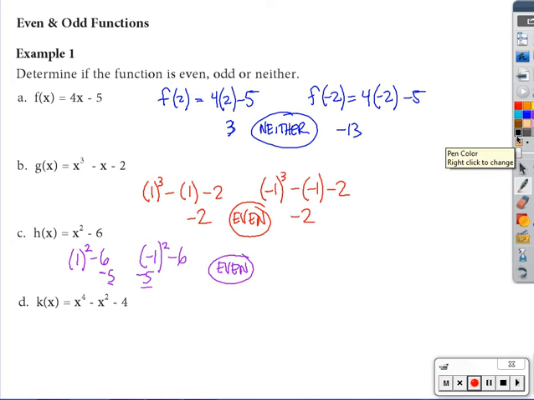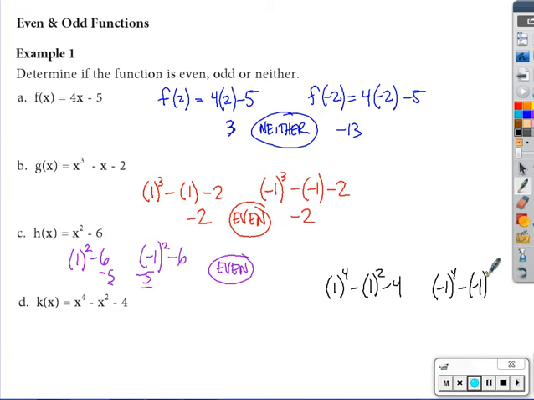And the last example I have here, k of x, again, you could pick 1 and negative 1, 2 and negative 2, any numbers you want as long as they're opposites. So 1 to the 4th minus 1 squared minus 4, negative 1 to the 4th minus negative 1 squared minus 4, and again 1 minus 1 is 0. So negative 4, 1 minus 1 is 0, negative 4. Another example of an even function. If the numbers are equal, they're even. If these numbers would be opposite, like negative 4 and positive 4, then it would be an odd function. If the two numbers are not related at all, then it's neither.